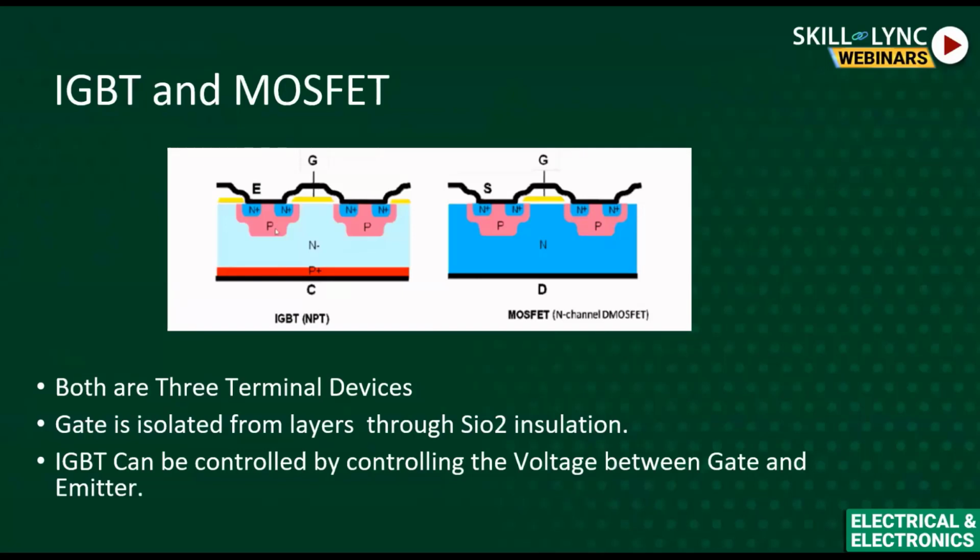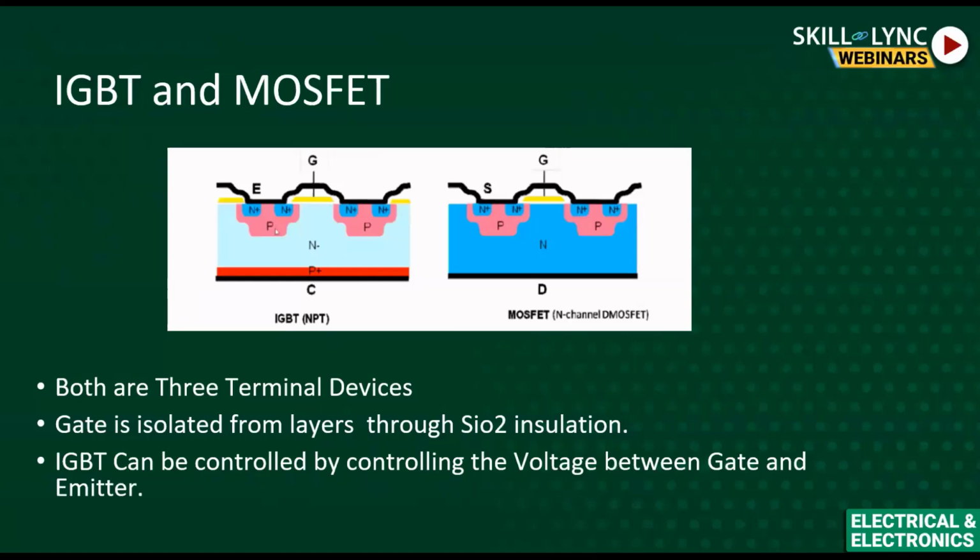Although we use the silicon carbide ones, that is still in the research phase. But widely we are using IGBTs and MOSFETs. Both are three-terminal devices, but what is the difference? You can see the difference easily from the pictures.